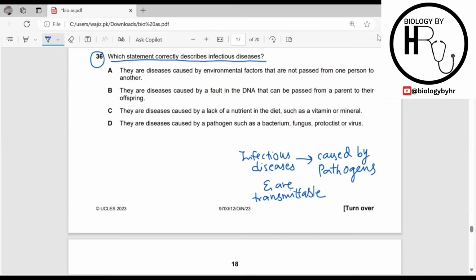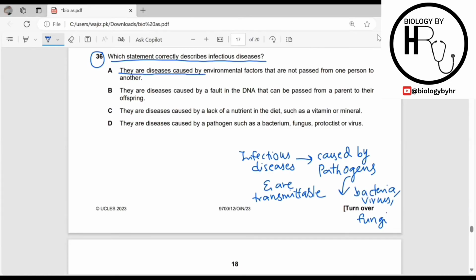Or we can say that they can be transmitted as well. What are the pathogens that may cause the infectious diseases? They are the bacteria, they can be the virus, they can be the fungi. Now let's look at the statements one by one and let's see which is the correct statement.